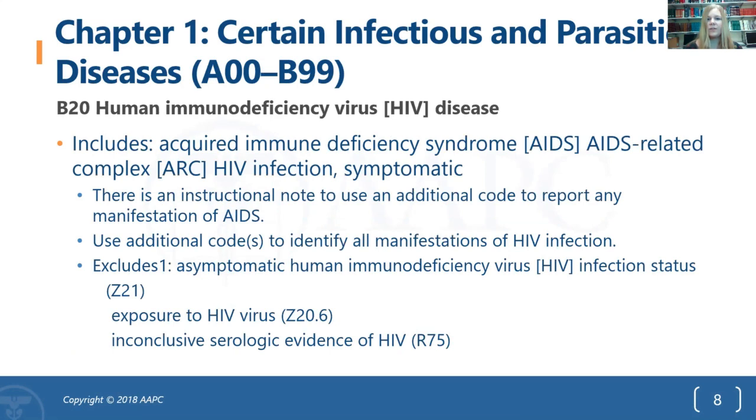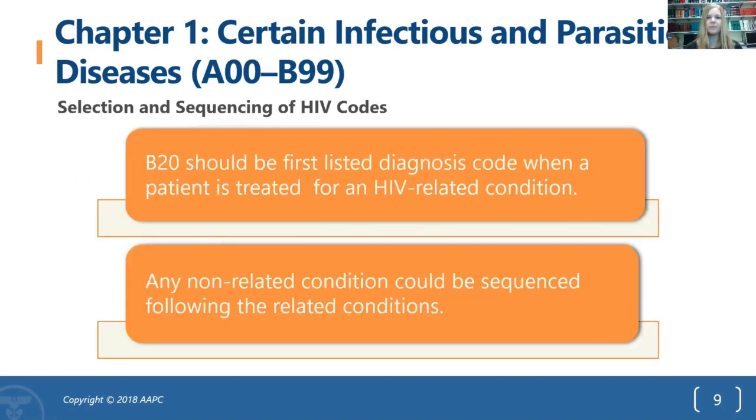The code for HIV is synonymous with the term acquired immune deficiency syndrome, or AIDS, and the AIDS-related complex, or ARC. You would use an additional code to report any manifestation of AIDS or HIV infections. Once a patient has been diagnosed, an HIV code of some type should be on every claim form that patient has. It is the sequencing, though, of those codes that may change. Sequencing depends on the reason for the patient encounter.